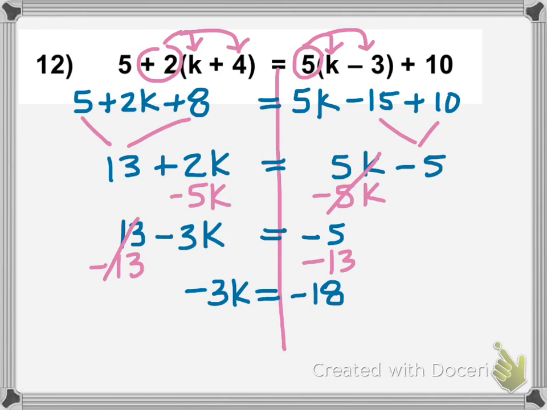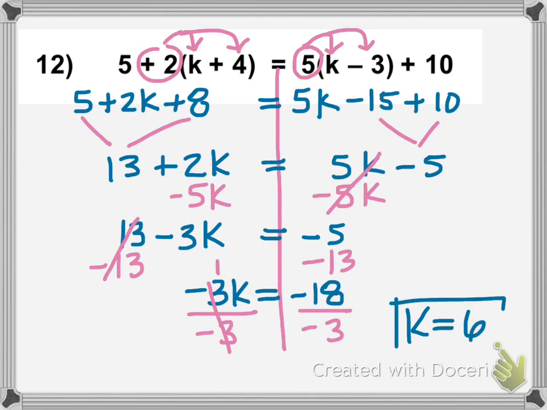Last step, get rid of that coefficient of negative 3 in front of the k by doing the opposite of multiplication, which is division. We're going to divide both sides by that negative 3. Negative 3 divided by negative 3 is positive 1. 1 times k is k. Write it over here. Negative 18 divided by negative 3 is positive 6.